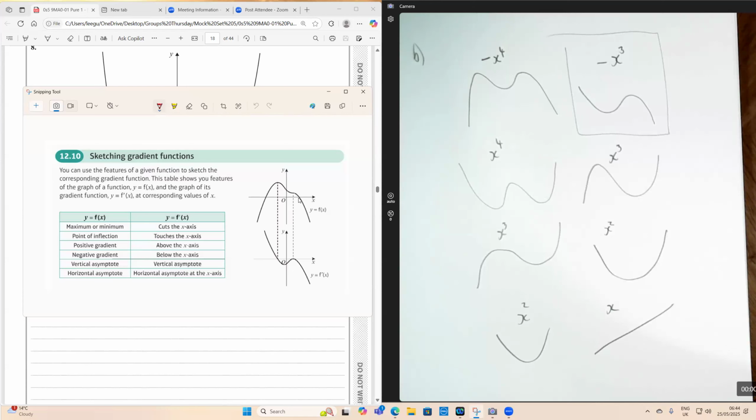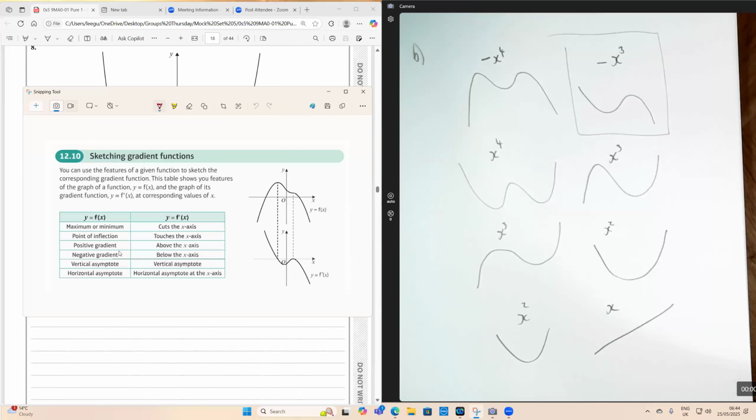And that means that this negative gradient from here to here is going to be below the axis. Notice that this particular turning point is a point of inflection that I'm indicating with the cursor right now. And here it says a point of inflection just touches the x-axis. So that's how come in this particular example, notice it's just touching the x-axis. Okay. It's a bit annoying.